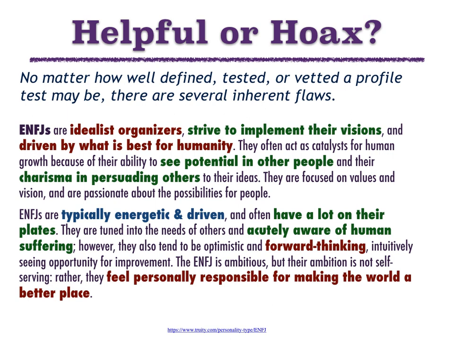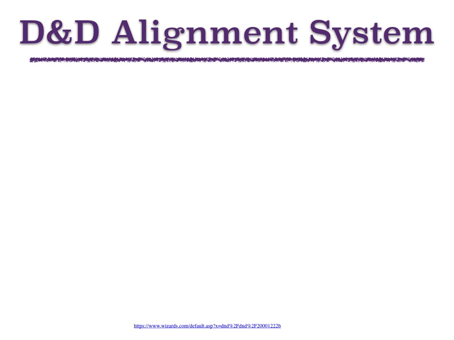So let's take a look at a tool that is very much related to gaming. And I think one of the best type indicator tests or systems with gaming has got to be the Dungeons and Dragons alignment system. Now, whether or not you've played Dungeons and Dragons, you may be familiar with a number of these characteristics and traits.